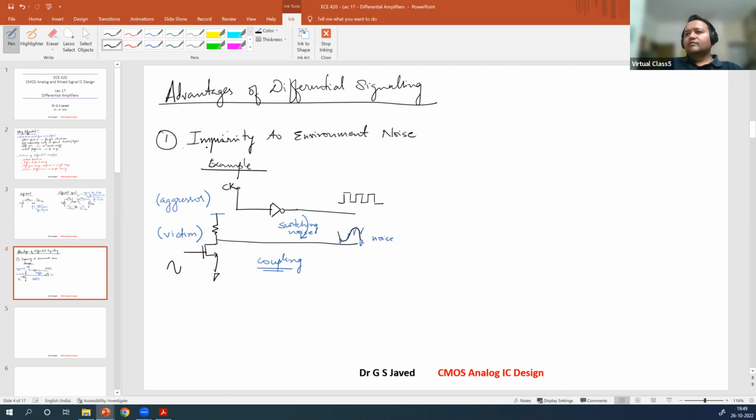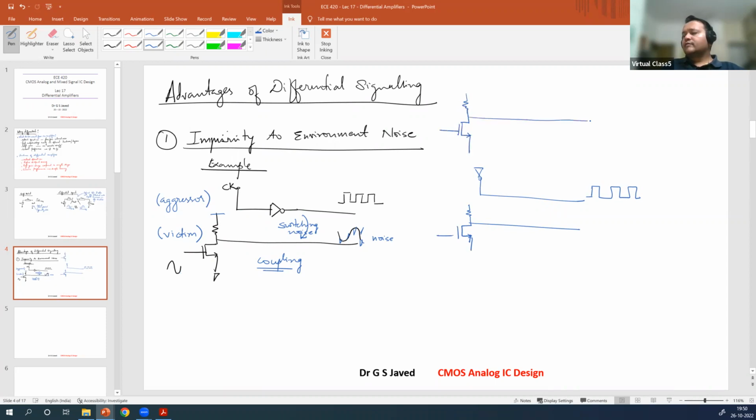How is that? How do you get immunity? The best way of doing that is with differential signaling, meaning if you have a clock source going in this direction with a clock output, and if you have a coupling, you know that there is going to be coupling on both sides. So this is V in 1, V in 2.